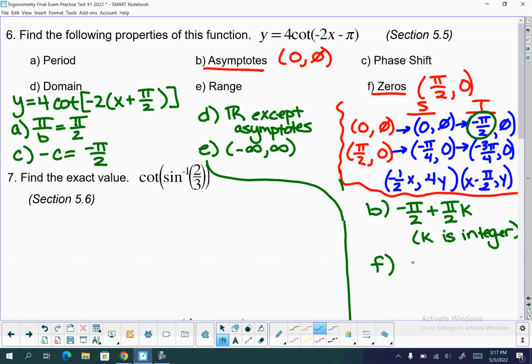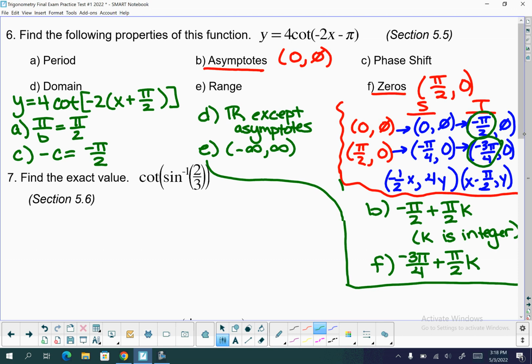Okay, and to get our zeros, we're going to do the same thing. We know we have a 0 at negative 3 pi over 4, and those are going to occur every period again. So plus the period times k. And we already said that k was an integer, so we're all set on that one. All right, that was a biggie.